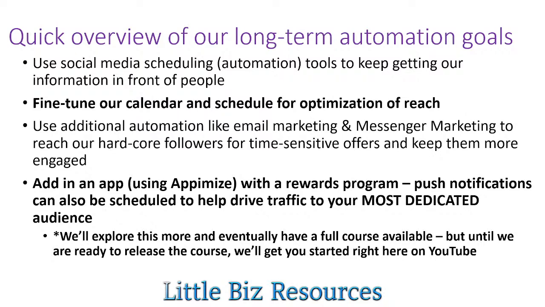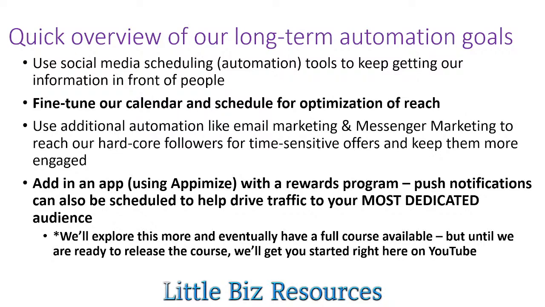Now, as we gather our data, we fine tune our calendar and schedule for optimization of each. That's all done through, in this case, Publer. Publer can make recommendations once you have enough data. Then we're going to use additional automation like email marketing and messenger marketing to reach our hardcore followers for time-sensitive offers. Like if you're an affiliate, you'd be promoting something, a launch product, right? Or if you're e-commerce and you're like, hey, I have a special going on. I'm going to be releasing this product the first week. I'm going to be doing a special. You can't rely on social media to get in front of people fast enough.